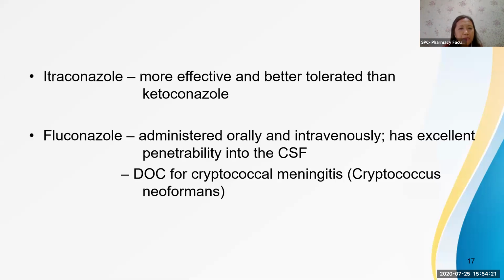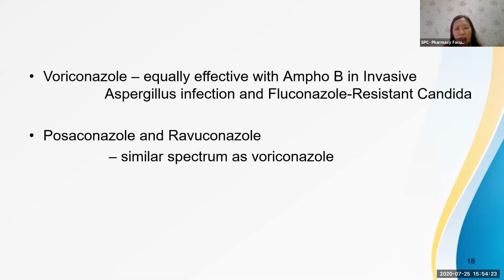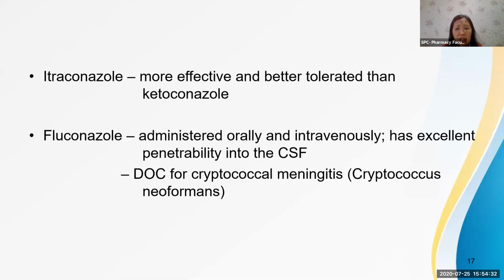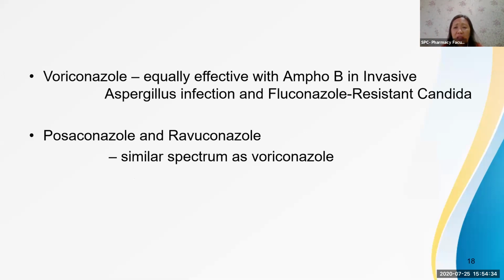So, then voriconazole, equally effective with Ampho-B in invasive aspergillosis, and in fluconazole-resistant candida. Just imagine, if fluconazole is excellent, then there is still candida that resists it. So candida is really very hard to treat because it forms resistance. So if fluconazole-resistant, we cannot use fluconazole. So we'd rather go with voriconazole, but then it's already a combination treatment with amphotericin.